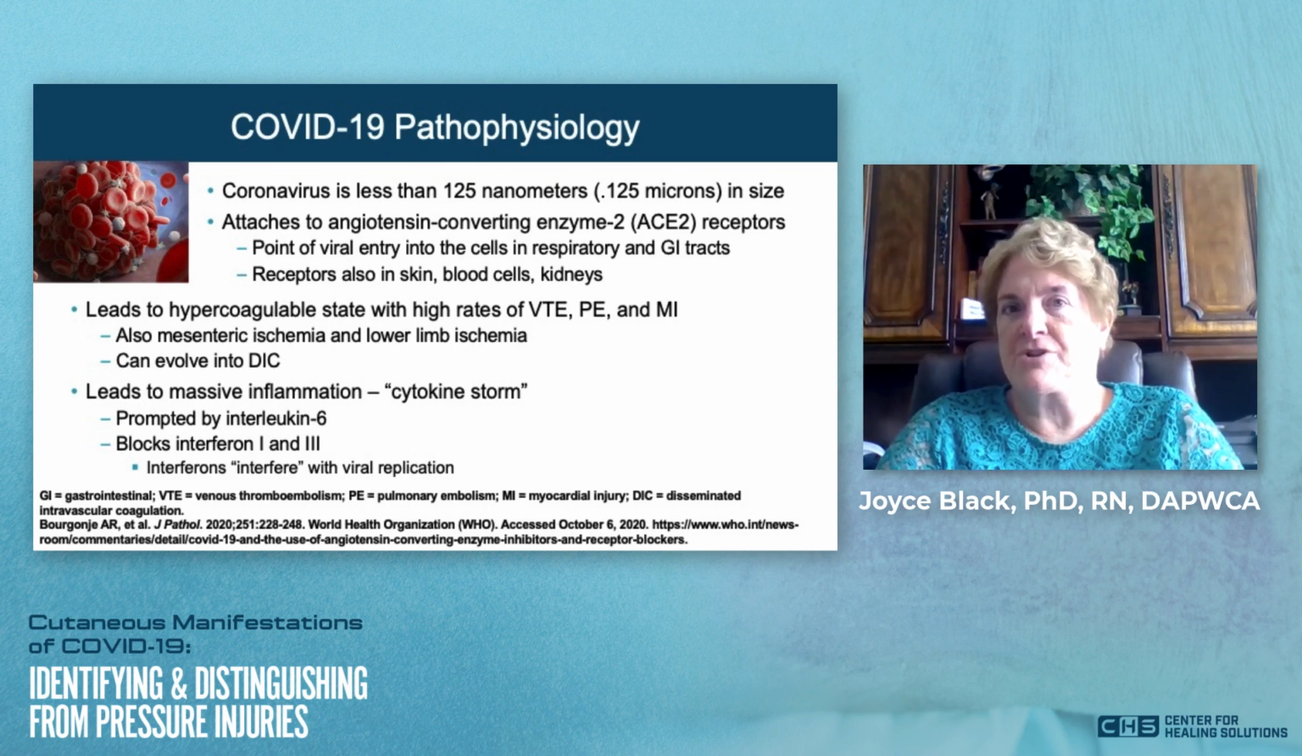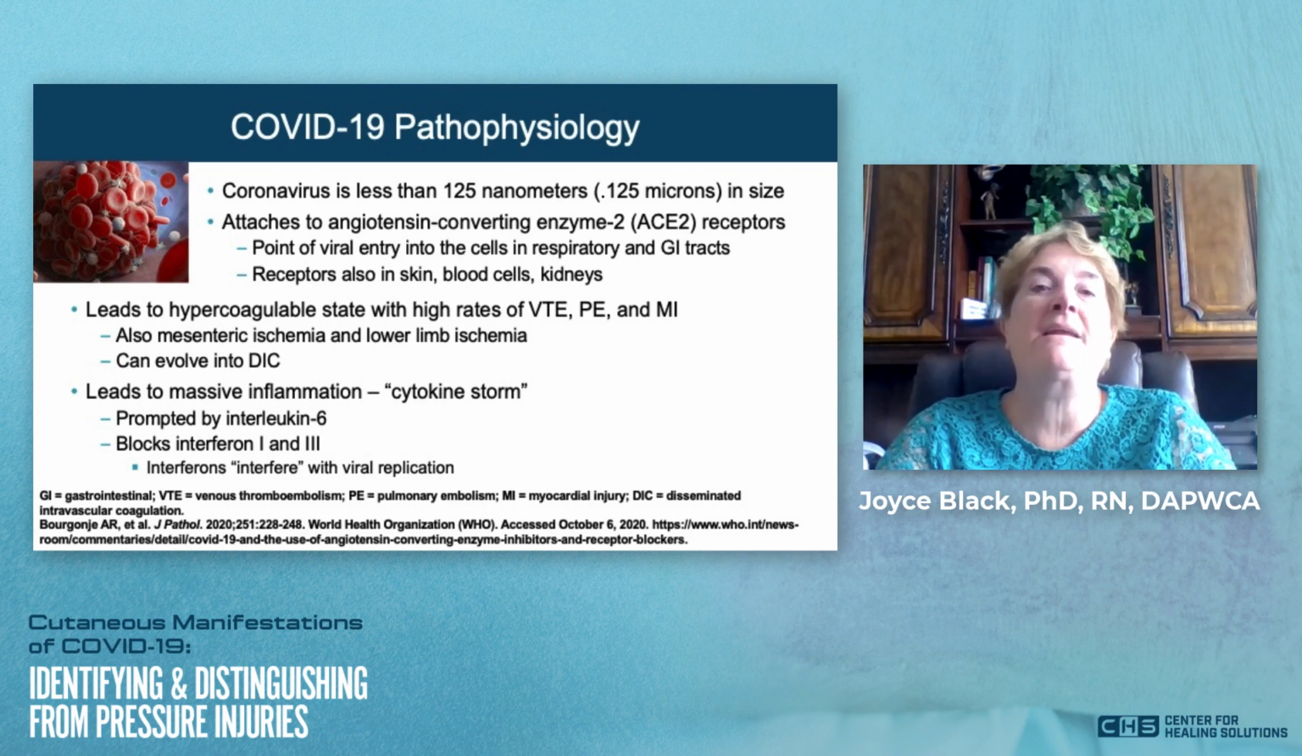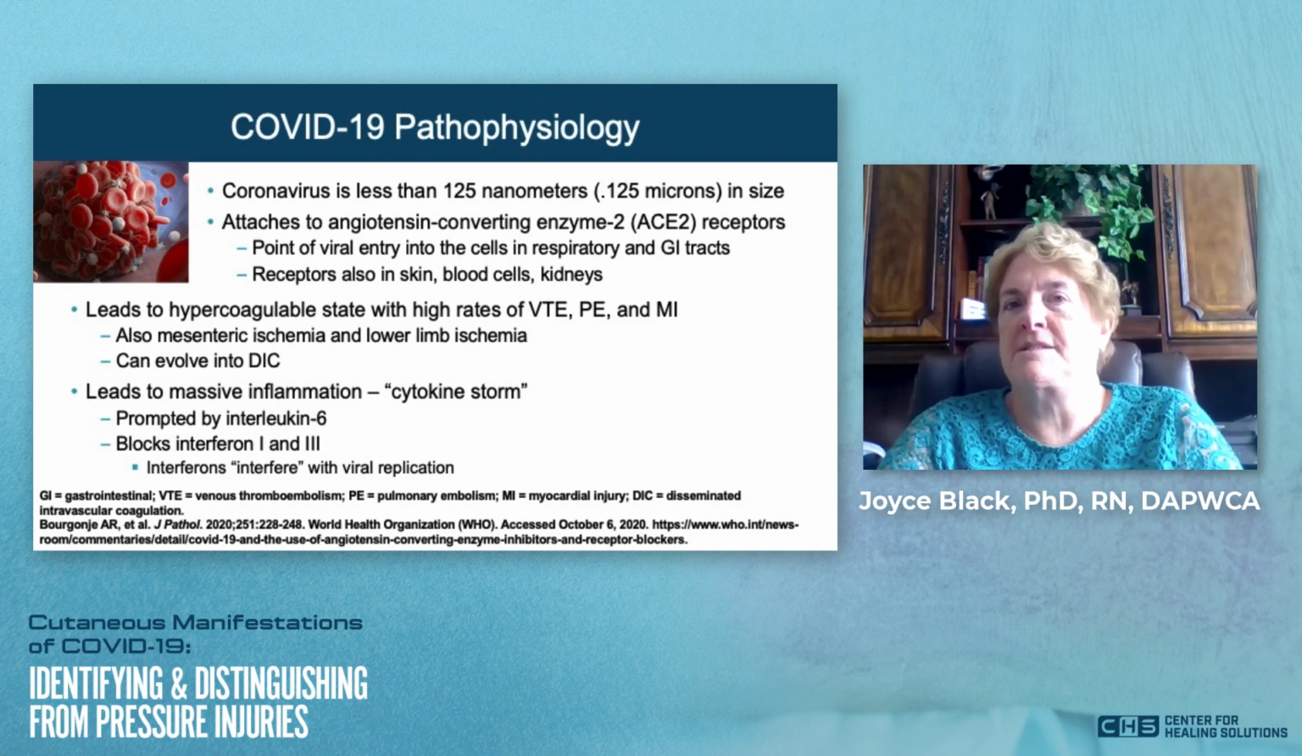So the virus attaches to those receptors, obviously leads to a rapid and massive inflammatory response. That's the body's normal response to any attack of any kind. Even a non-infectious attack, the body responds with inflammation. COVID-19 is predominantly driven by interleukins, particularly interleukin 6, and then two of the interferons.